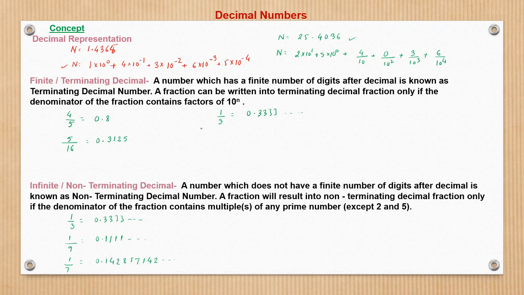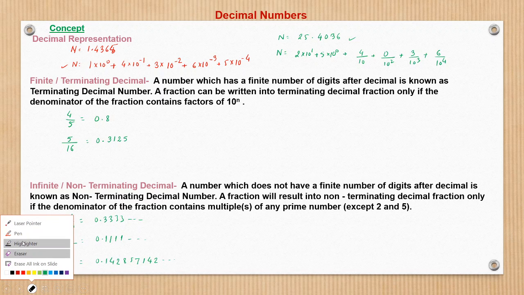It means if the denominator contains factors of 10 raised to power n, that means if the denominator only contains powers of 2 or 5 or both, then only it will be a terminating decimal.